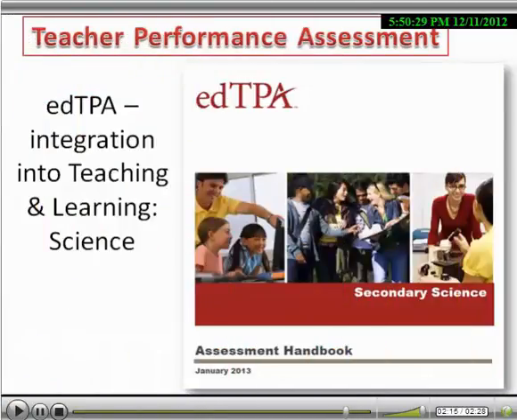The MAT program is integrating the EdTPA's language and approach to help support your best practice teaching.